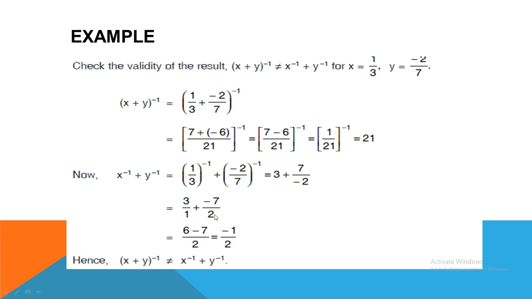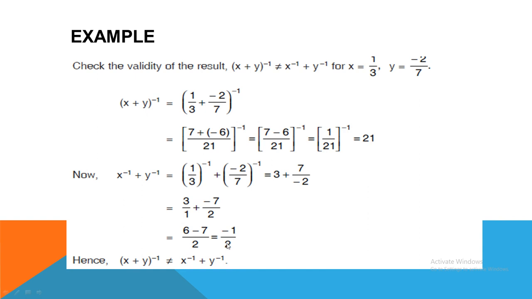Now denominator is not the same. Make denominator same by taking LCM. 2 is LCM. So simplify it. We get 6 minus 7. So one number is positive, other is negative. We have to subtract, but we will see the sign. Sign of 7 is negative. So bigger number is having negative sign. So we'll get minus 1 upon 2.